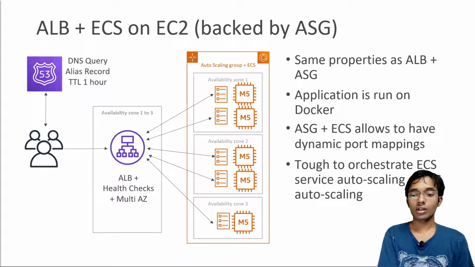The thing is though, with this architecture, as we discussed already, it's really tough to orchestrate ECS service auto scaling alongside ASG auto scaling. So it is very possible that you will need to have two sets of auto scaling rules in place to scale both your EC2 instances, that will run your tasks, and your service itself, that will run the tasks as well.